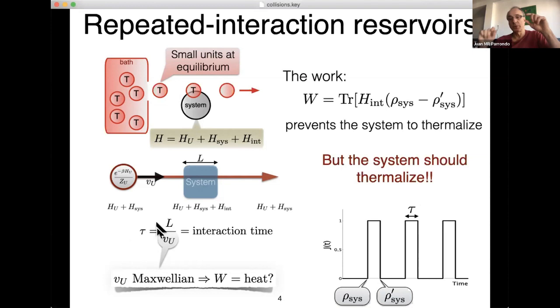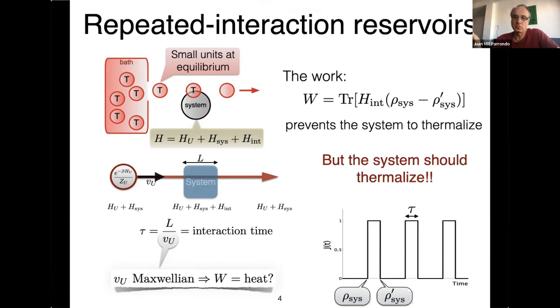by setting the interaction time as the length of the scatterer of the system, divided by the velocity, and setting the velocity as random, distributed according to a Maxwellian distribution, we could induce thermalization in the system. And this was not true, but this also prompted an interesting question, that is, what I've called here work, because when you change a parameter in a Hamiltonian, the energy that you introduce is usually work.